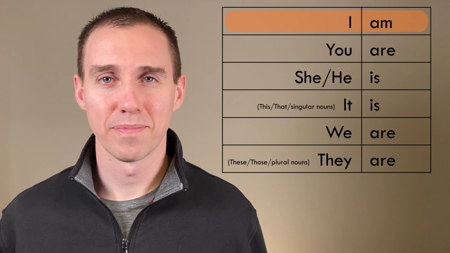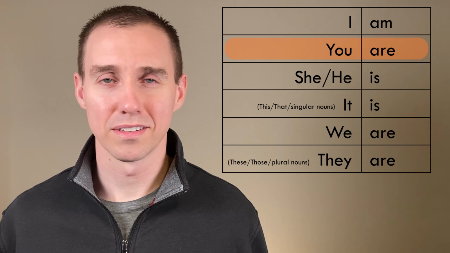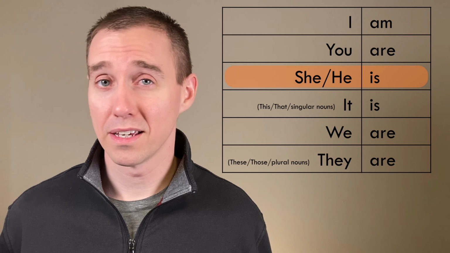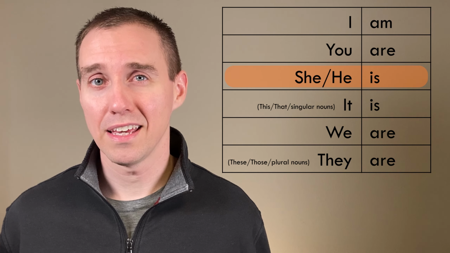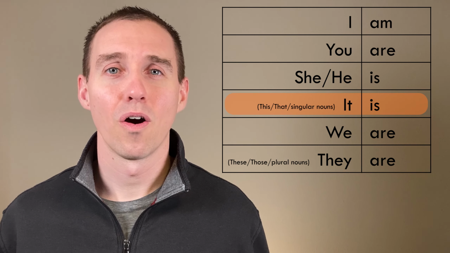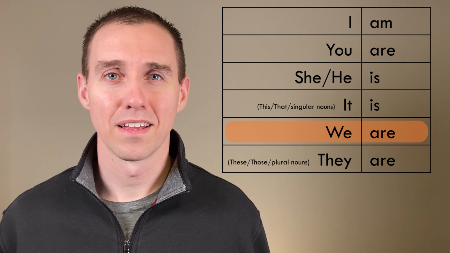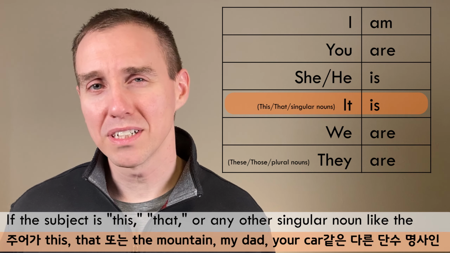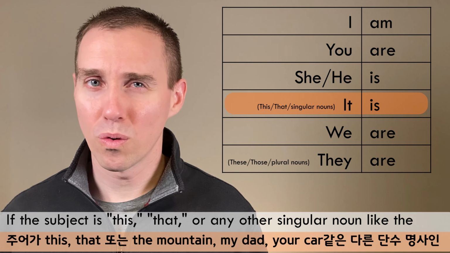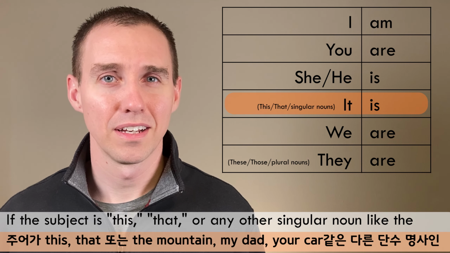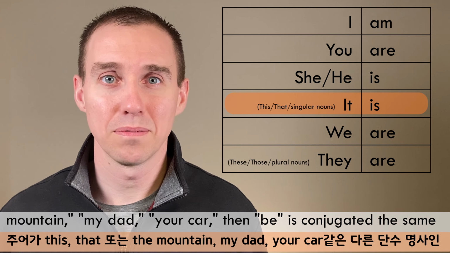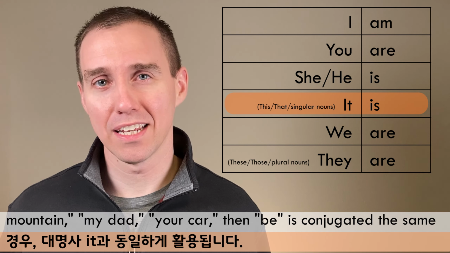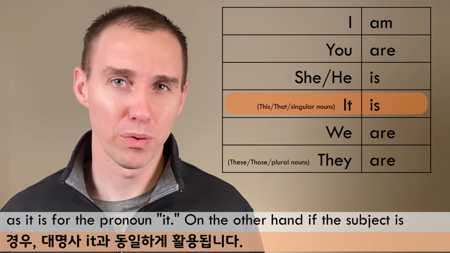I am, you are. She is, he is, it is, we are, they are. If the subject is this, that, or any other singular noun, like the mountain, my dad, your car, then be is conjugated the same as it is for the pronoun it.